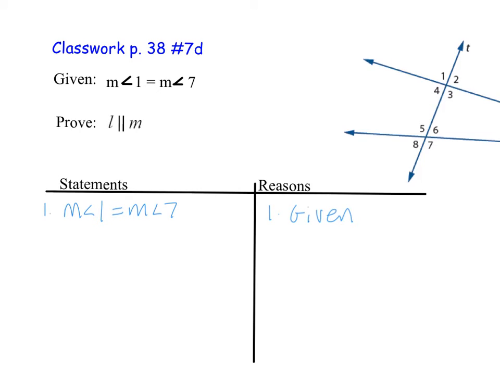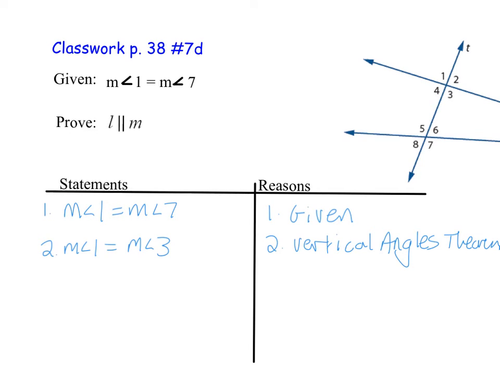So in my next step, I already know 1 and 7 are equal, that's given. I want to try and show that 1 and 3 are equal to each other, and then eventually I can substitute in to show that 3 and 7 are equal. So my next step, I'm going to say 1 and 3 are equal because of the vertical angles theorem. Now at this step, I have angle 1 equal to angle 7, angle 1 equal to angle 3, and so then using the transitive property or substitution, I can show that angle 3 is equal to angle 7 merely by substituting in right here angle 3 back in for angle 1. So that's going to be my next step.